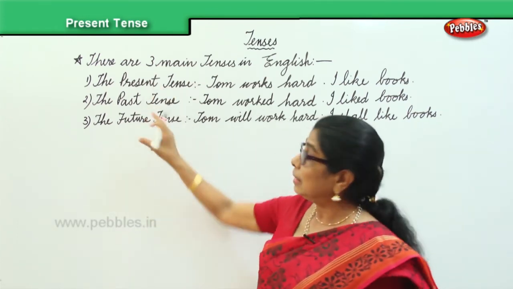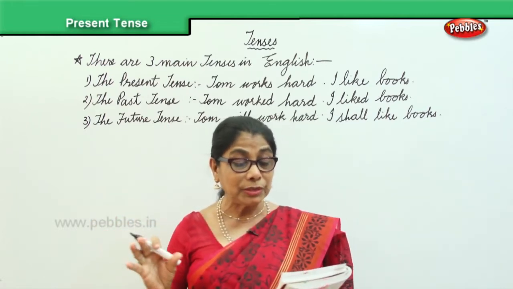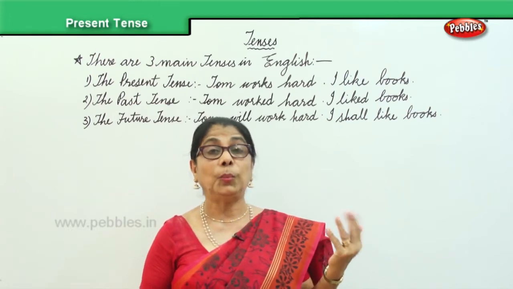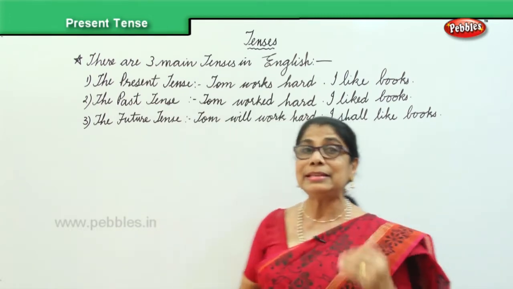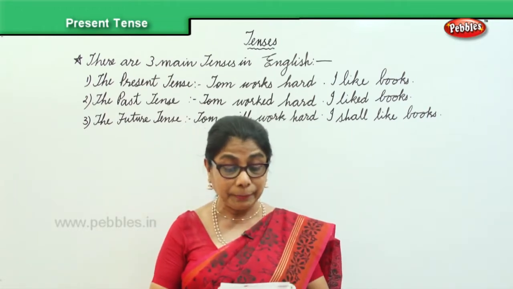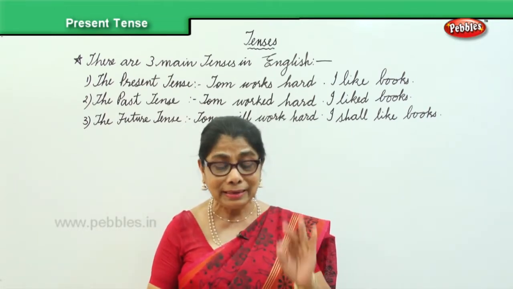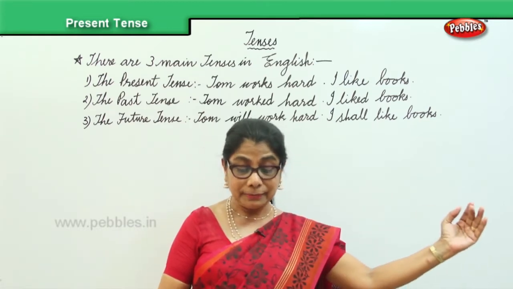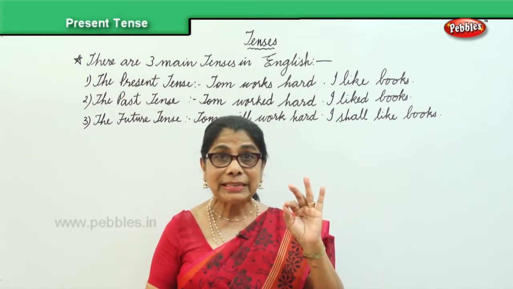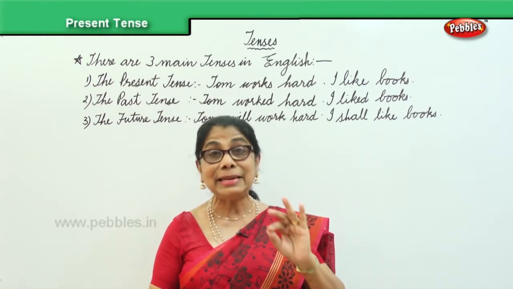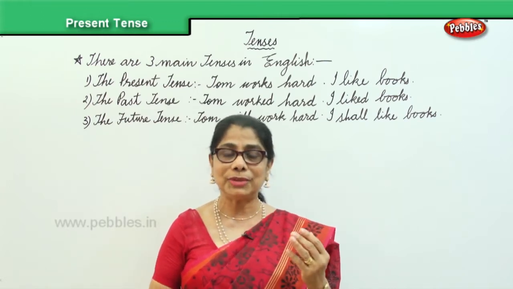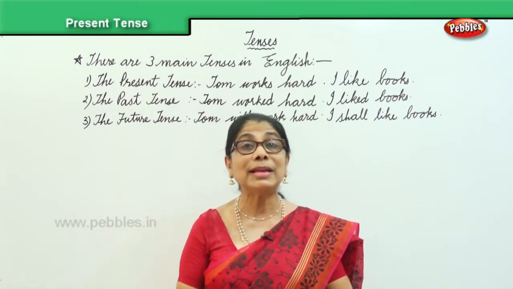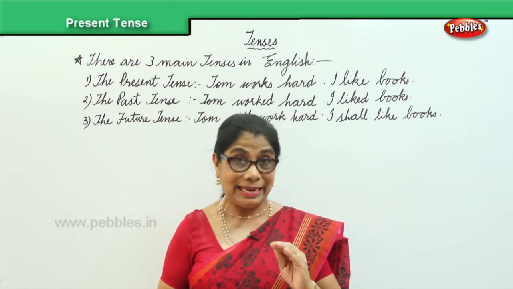Each of these present, past and future tenses has 4 forms, 4 different types. When you talk about the present tense, we have 4 forms: simple present tense, present continuous tense, present perfect tense, and finally present perfect continuous. And in each of these, we will look at each of them in detail.